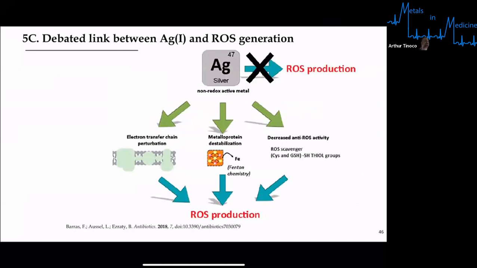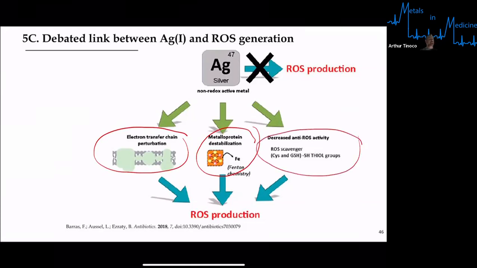And then you also have this proposal of how silver might lead to ROS generation, but it's not something that's commonly accepted. There has been some observation of silver leading to ROS generation, but silver itself is not a redox active metal. But it's believed that by its interaction with certain key biomolecular pathways, it could lead to this formation. For instance, it could lead to perturbations of the electron transfer chain. It could possibly destabilize metalloproteins, like the iron sulfur cluster proteins that we briefly discussed earlier. It could even lead to decreased anti-ROS activity, and that could offset the regulation of ROS. Nonetheless, this is believed to be a possible additional feature of what the silver can facilitate in terms of chemistry.